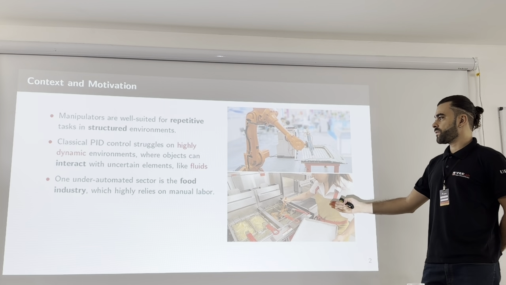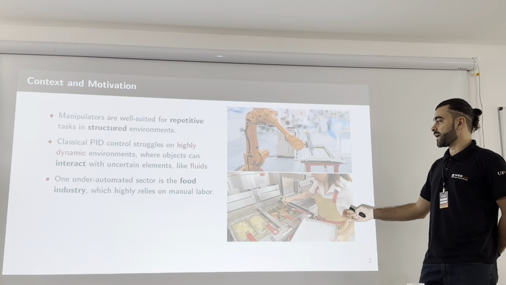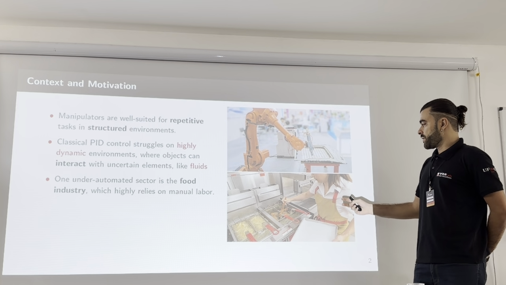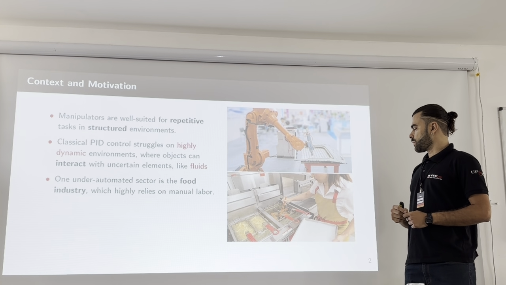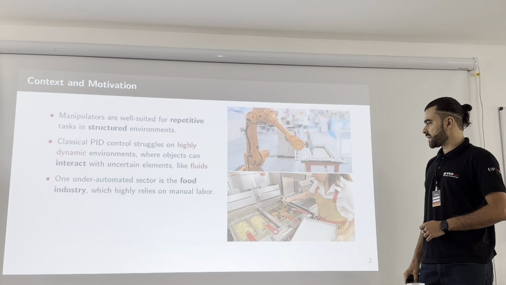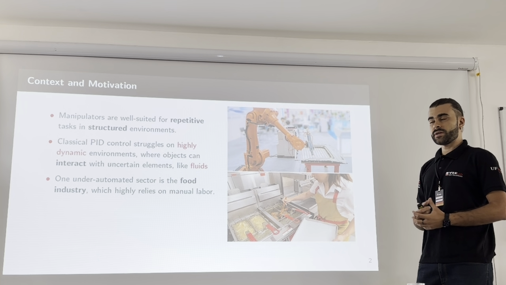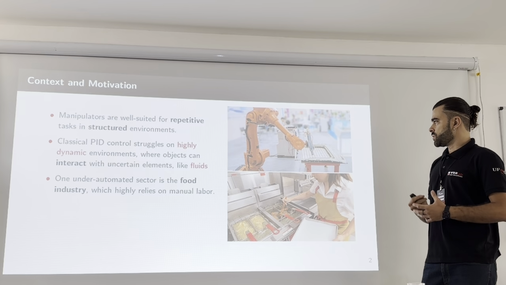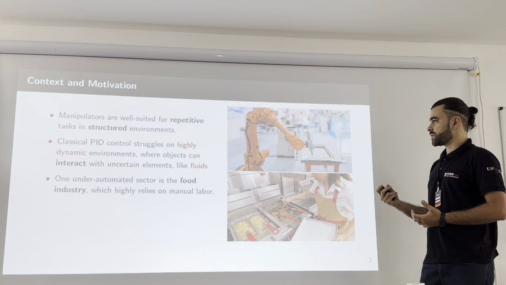So for instance, if you have a highly dynamic environment like an industrial kitchen where you have several workers walking around, moving baskets here and there, cooking at the same time, this is not a very well structured environment, and usually robots don't succeed in such environments.